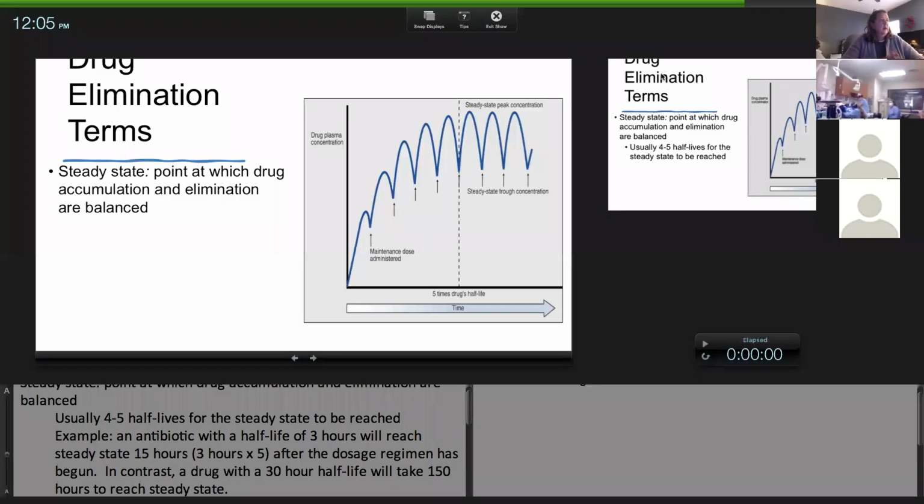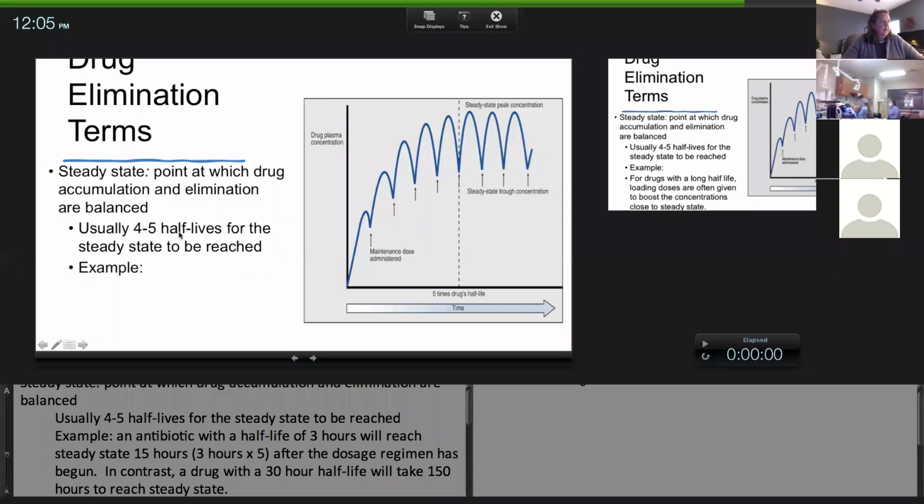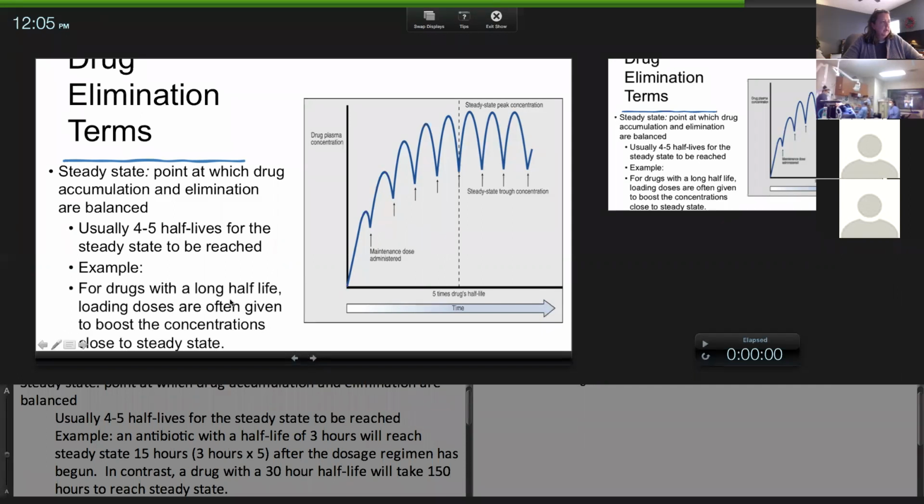There we go. So we were talking about drug elimination, and we were talking about 4 to 5 half-lives before the drug is released. And that's what this chart was kind of explaining. If there's a long half-life, a loading dose can be given.